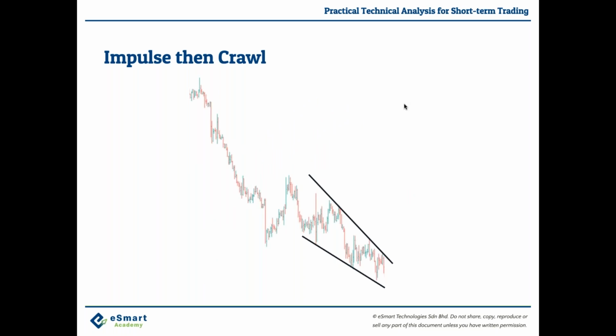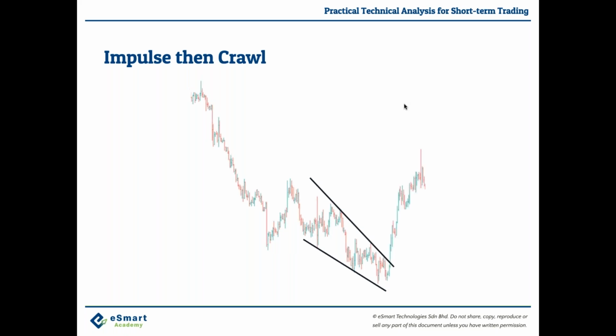And of course you have the opposite direction. So this is an impulse to the downside, and then the crawl continues to the downside. Every time you see this, there's a 60 to 70% chance it will reverse to the upside. So we are looking for buy opportunities every time we see this combination, and that's what happened. Again, these are some examples.